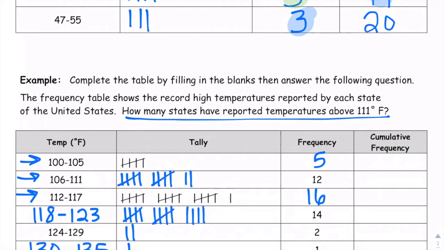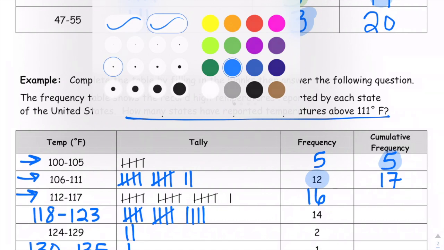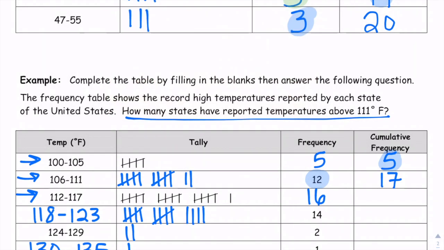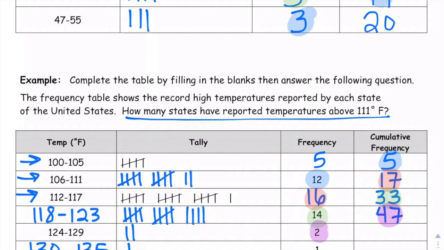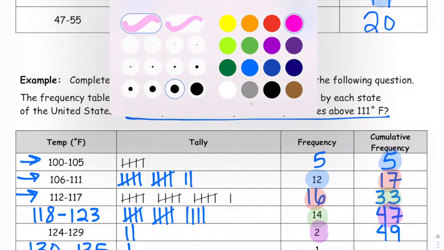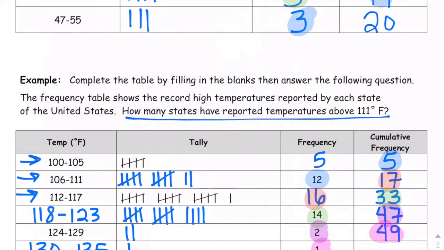And then we do our cumulative frequency, 5, and then 5 plus 12 is 17. 17 plus 16 is 33. 33 plus 14 gives us 47. 47 plus 2 gives us 49. And then 49 plus 1 gives us 50.